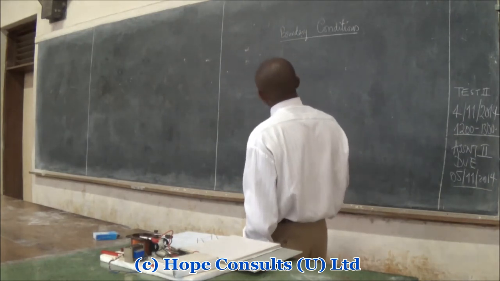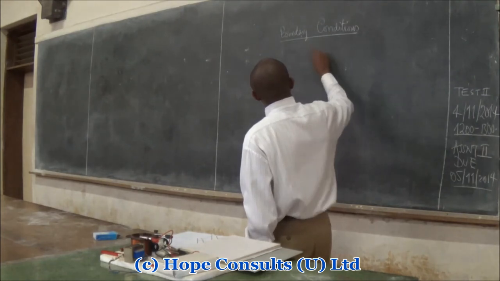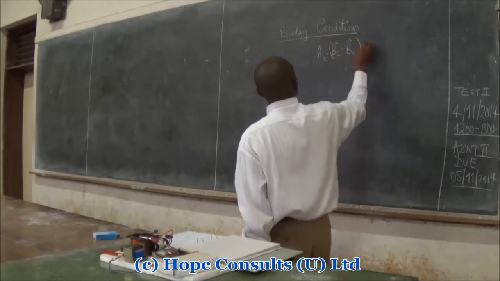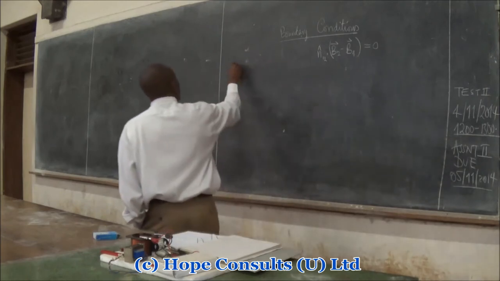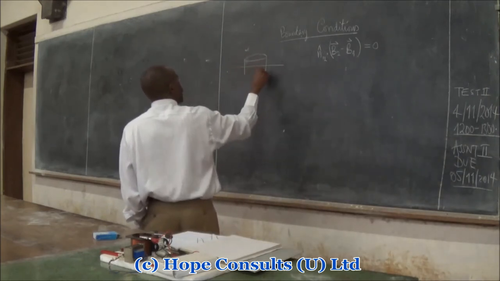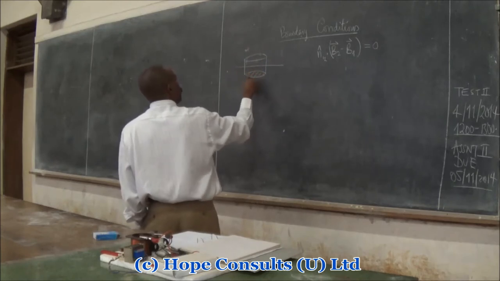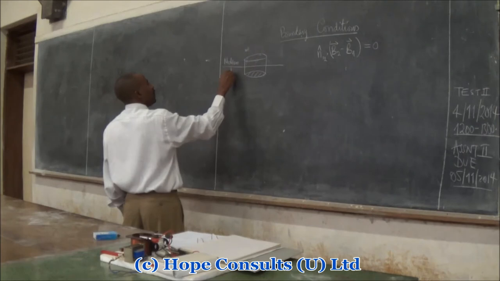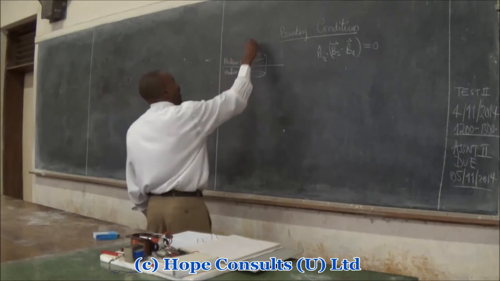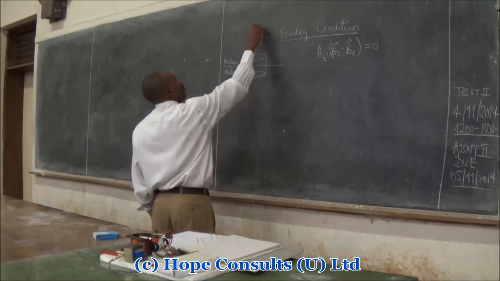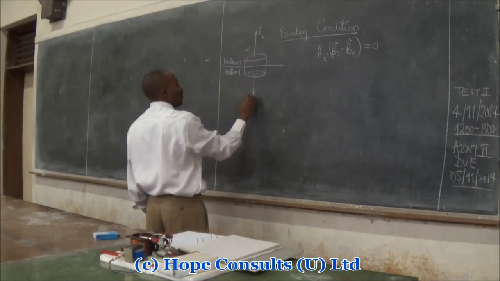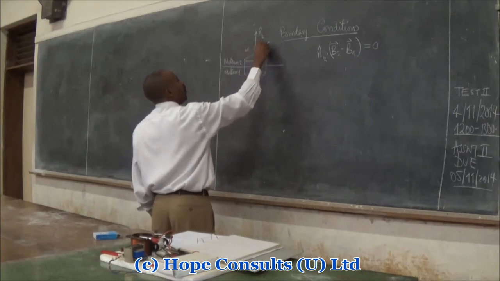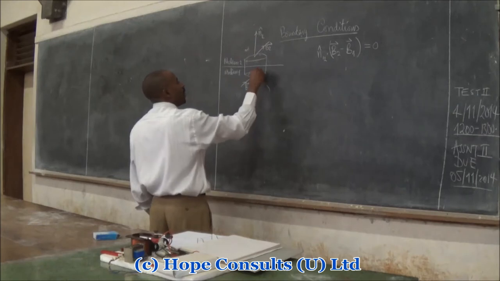And we were able to come up with the two boundary conditions: that N12 dot (B2 minus B1) is equal to zero. That was after we considered a disk across the boundary of the two media, medium 2 and medium 1. And then we got our N2 roof, N1 roof, and our B1 in medium 1 and our B2 in medium 2.